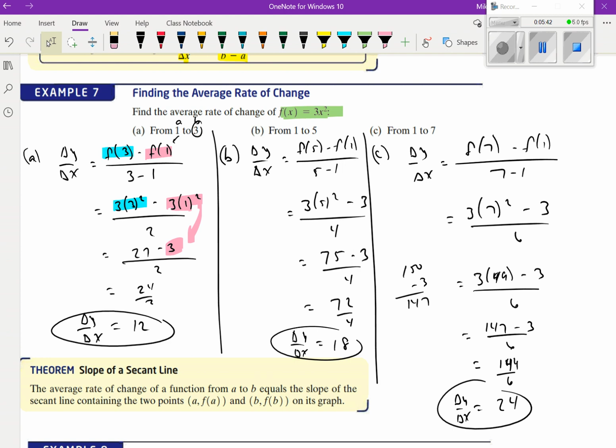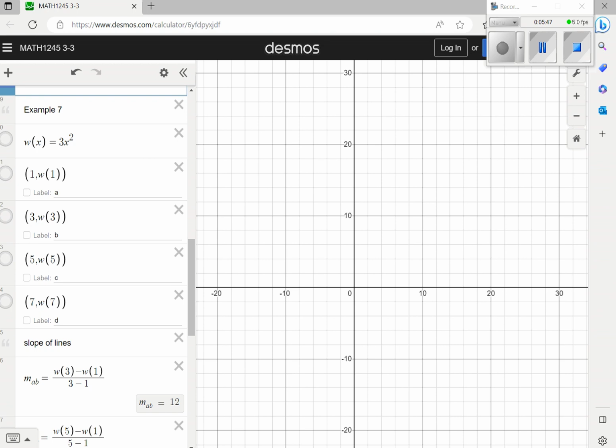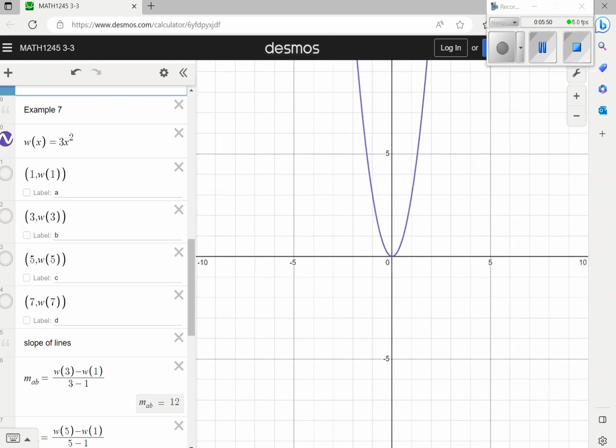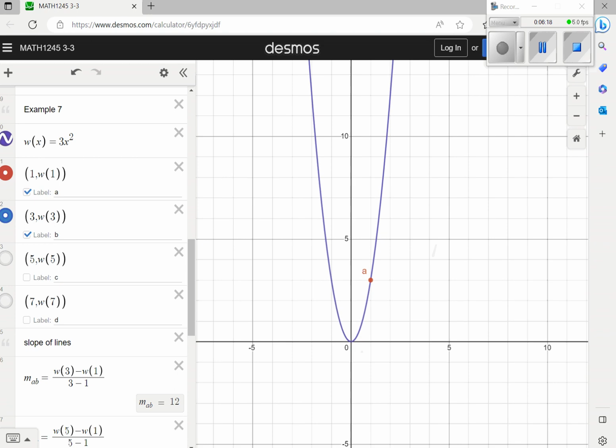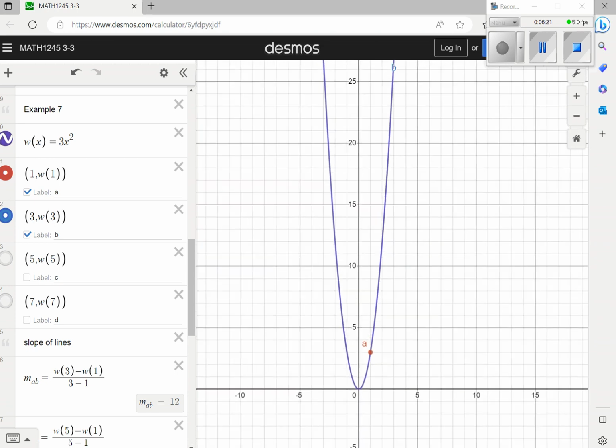Let's take a brief look at that as far as in Desmos. And let's see. So here's our function, 3x squared. And then we had the point when x went from 1 to 3. So I can go ahead and say, okay, what is the point at 1, w of 1? And so that looks like that is the point A here. And that would have been the point 1, 3. Then at 3, w of 3, we're going to call that point B. If I zoom out here, there we go, there's point B.